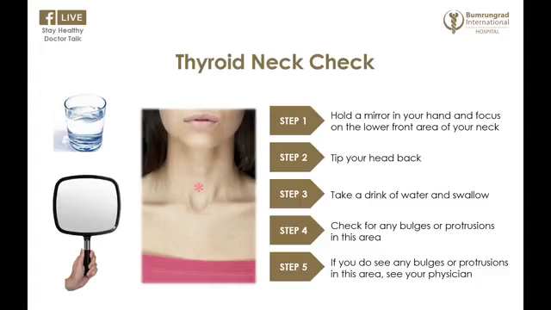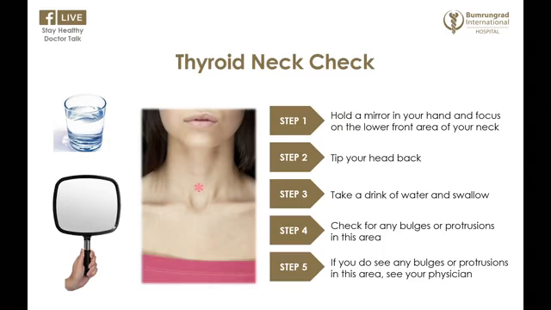On our website, they have already put a small video clip on how to check your thyroid. So you can check your thyroid at home. What you need is just a glass of water and a handheld mirror. You look at the mirror, focusing on the lower front of your neck, between the two collarbones and midline, just below the Adam's apple. In that area is the thyroid gland.